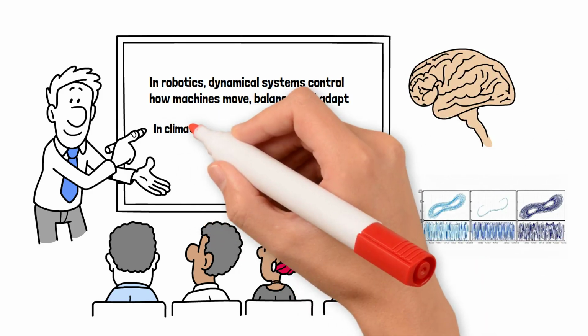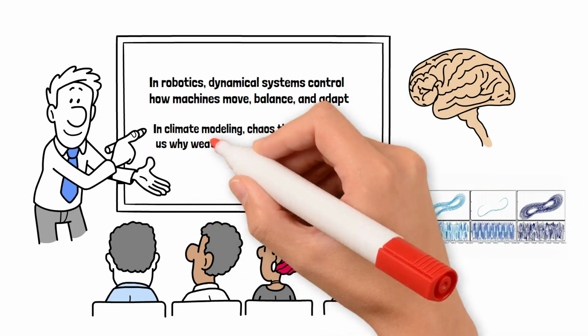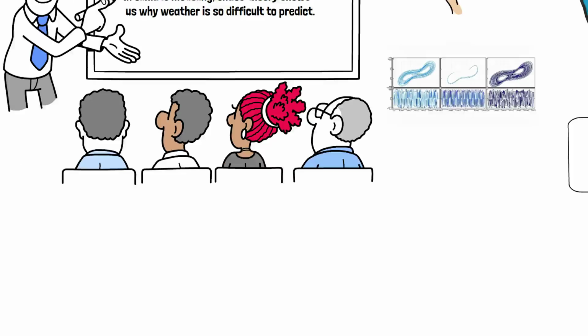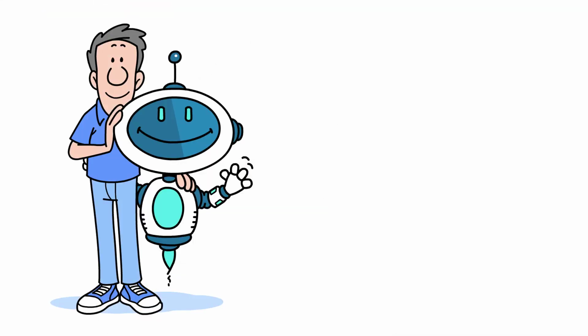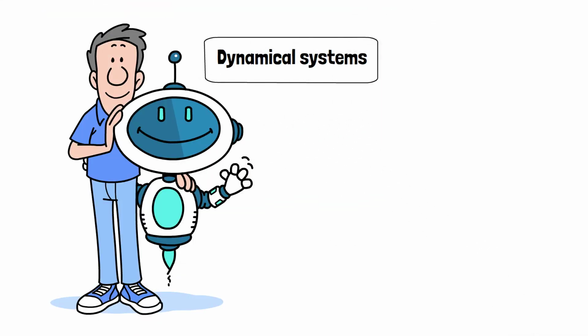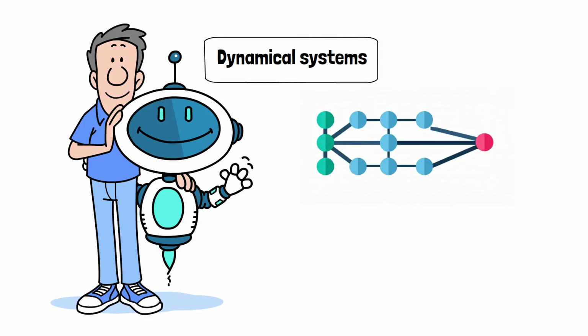In climate modeling, chaos theory shows us why weather is so difficult to predict. Even in artificial intelligence, ideas from dynamical systems help us design recurrent neural networks and adaptive models.